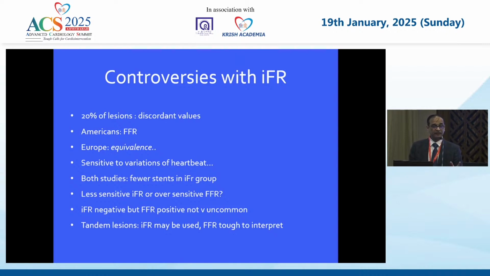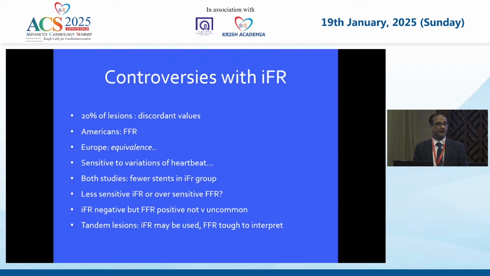Both studies have fewer stents in the IFR group, but we don't know whether this is because the IFR is less sensitive or FFR is oversensitive. It appears that we are actually underdiagnosing ischemia with IFR, but it seems that it doesn't make so much of a difference out to clinical events. Out in the long term, major ischemia will always be diagnosed by both. There will be subtle differences, especially depending on which segment of the coronary tree we interrogate. Especially in the proximal LAD, we have maximum discordance, but it is not so large as to produce a difference in major event rates or clinical events.